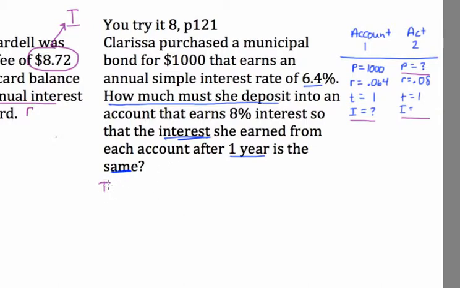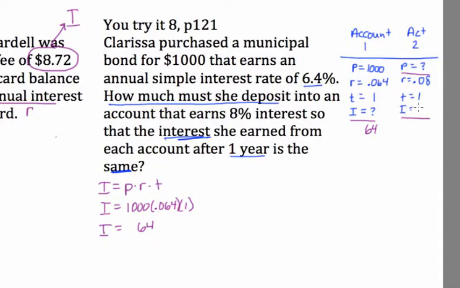I equals PRT. So let's talk about account 1. Let's try to figure out the interest. Take the principal times the interest rate times the time. So I plug that into my calculator and I get $64. So I know that the interest for account 1 was $64.